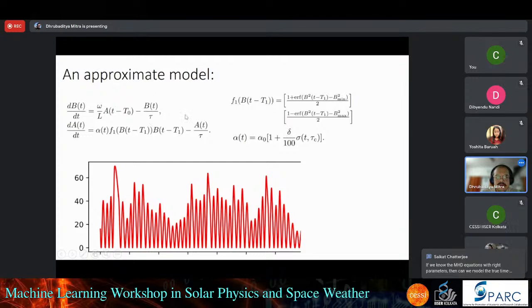Was there a question? Yes, we do have a question from Sarkot. If we know the MHD equations with the right parameters, then can we model the true time series pretty well? I understand that finding those parameters is tough. We can't solve the MHD equations with the right parameters on any computer we have now. You would need a computer too large to do that problem.